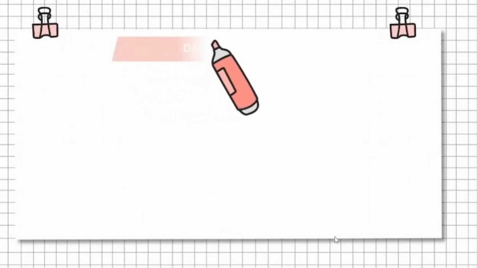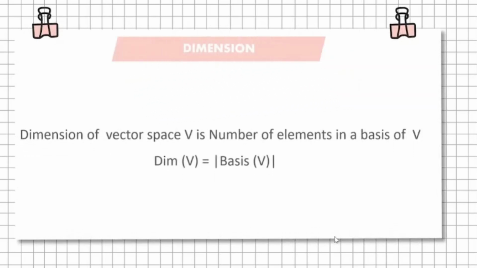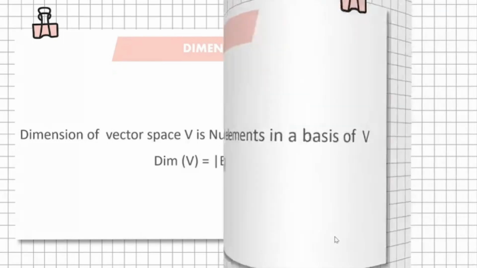What is the dimension of a vector space? Can anyone say what the dimension of a vector space is? The number of elements in the basis? Yeah, that's correct. The dimension of a vector space V is the number of elements in a basis of V. That is, dimension of V equals the cardinality of a basis of V.